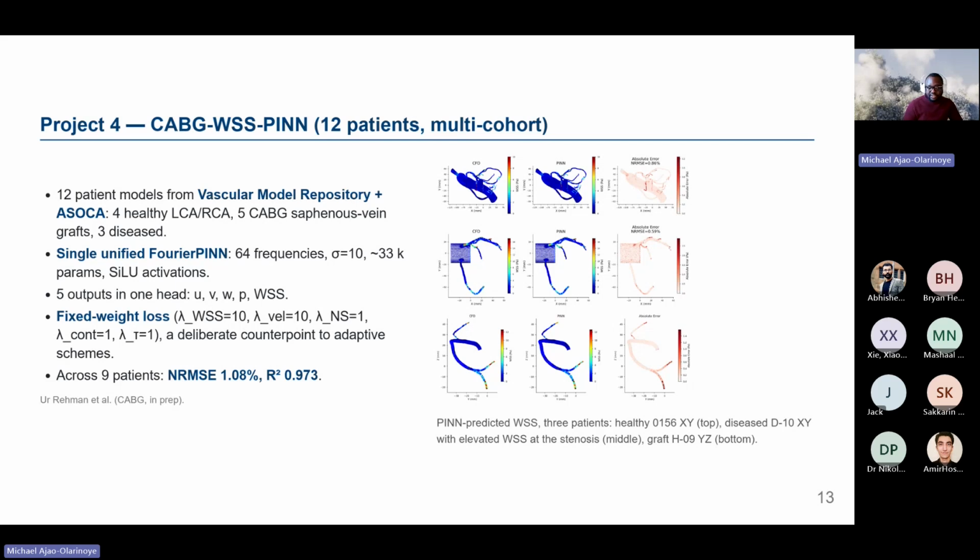Like I said, we used the ResNet PINN with Fourier embeddings to help with the spectral bias aspect of it. And these are the 5 outputs, and the wall shear stress was generated from the velocity. Because it's very important to get that.